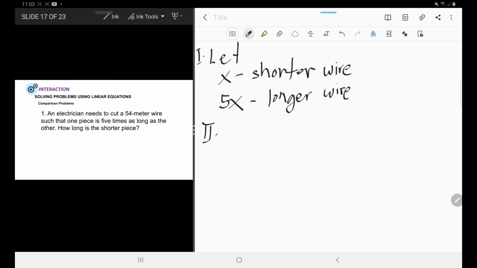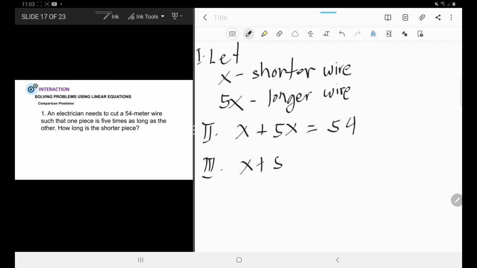Next is to write the equation. When you add the shorter piece of wire and the longer piece, that is equal to 54 meters. So our equation is x plus 5x is equal to 54. Okay, let us now solve the problem.